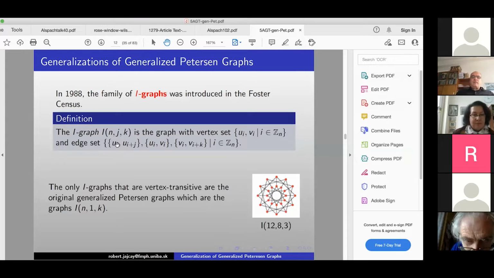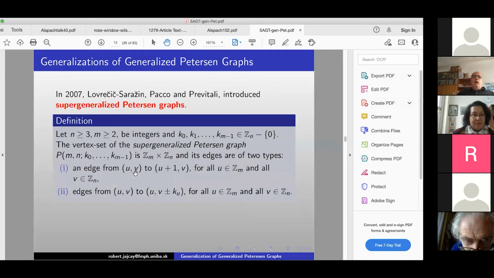If you look for generalizations that will produce vertex transitive graphs that you have not seen before, then this is not the one, because it's known that the only I-graphs that are vertex transitive are those original generalized Petersen graphs. Of course, when you choose j to be 1, you get a generalized Petersen graph, and some of these graphs may be isomorphic to them, but still, if an I-graph is vertex transitive, it's isomorphic to one of the original generalized Petersen graphs. So it's a nice generalization, and if you look for properties other than vertex transitivity, then of course this may be a family to use. But if you look for new vertex transitive graphs, then this is not the way to go.